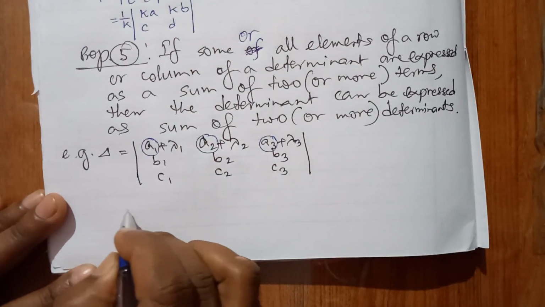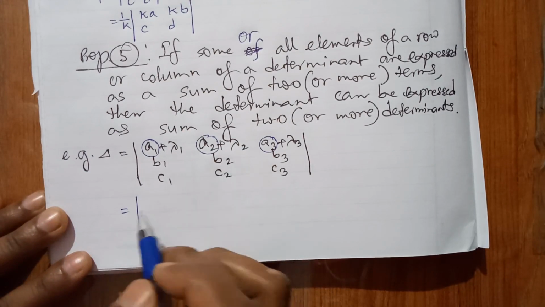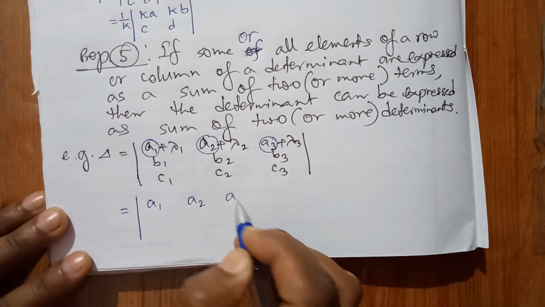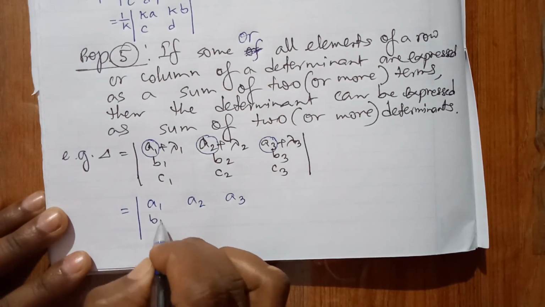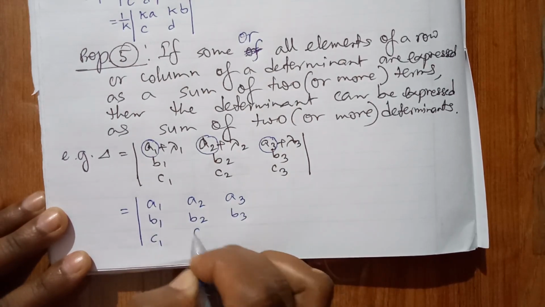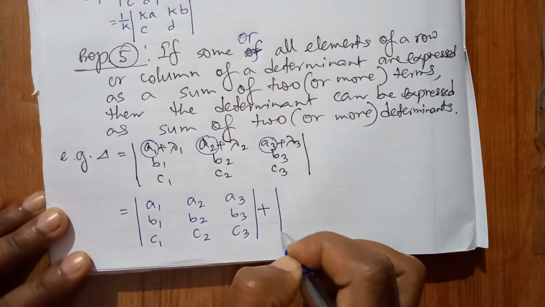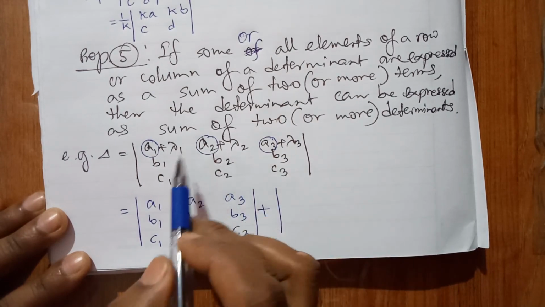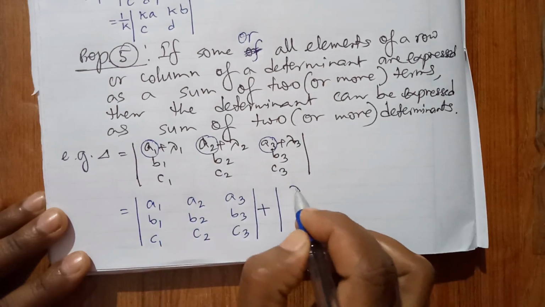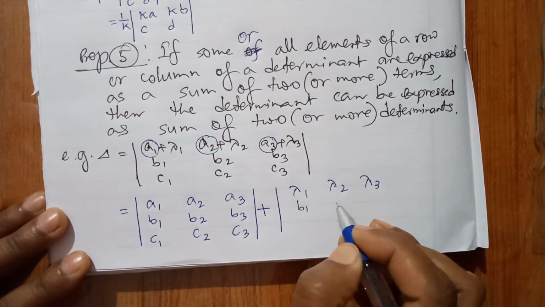Now see how I am writing here. First determinant: row 1 elements will be the first term of each element, a1, a2, a3, and row 2, row 3 will remain as they are. So this is the first determinant, and the second determinant: first row elements will be the second terms of each element of the first row, that means lambda 1, lambda 2, lambda 3. Then second row, third row as they are.